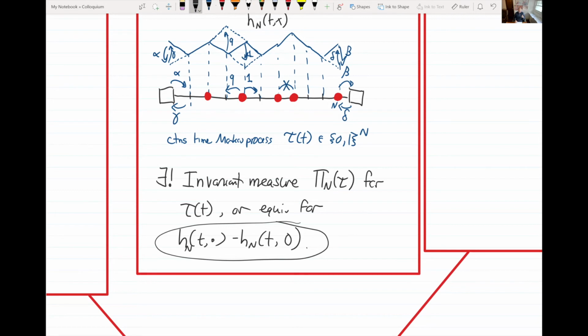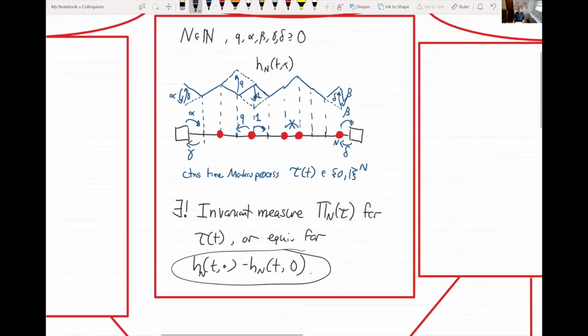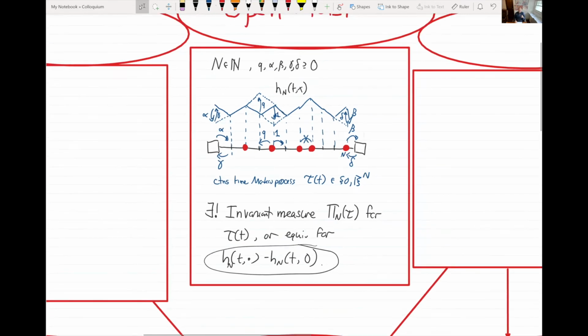Okay. There is actually more information contained in the height function. The height function kind of keeps track of the overall drift of the system, and that's an interesting quantity. But for the question of stationary measure, we're going to focus on the height increments.